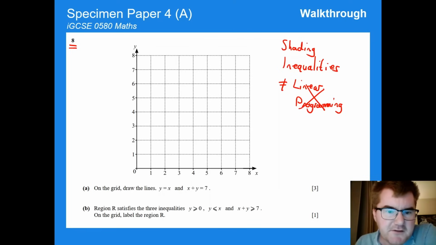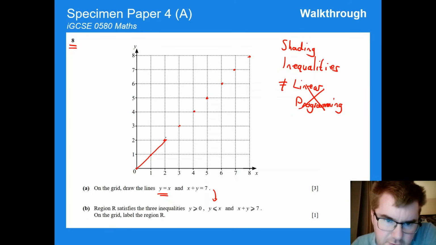So on the grid, first of all, we need to draw the lines y equals x and x plus y equals 7. Now I'm looking ahead here, and notice all these signs are greater than or equal to or less than or equal to, so I want solid lines generally. Now y equals x is an easy one to draw because y and x have to be the same. So 0, 0, 1, 1, 2, 2, 3, 3, 4, 4, 5, 5. You see the pattern here, and we can just get the ruler and connect these up.